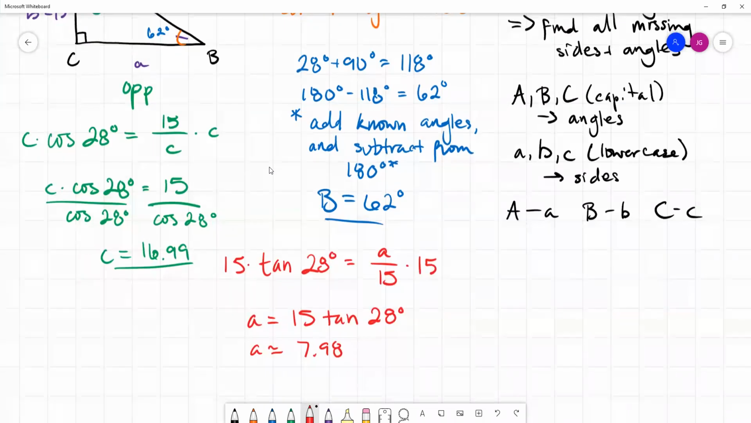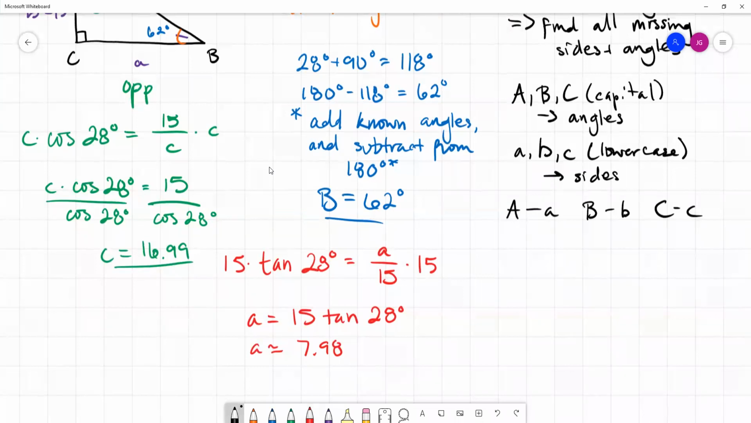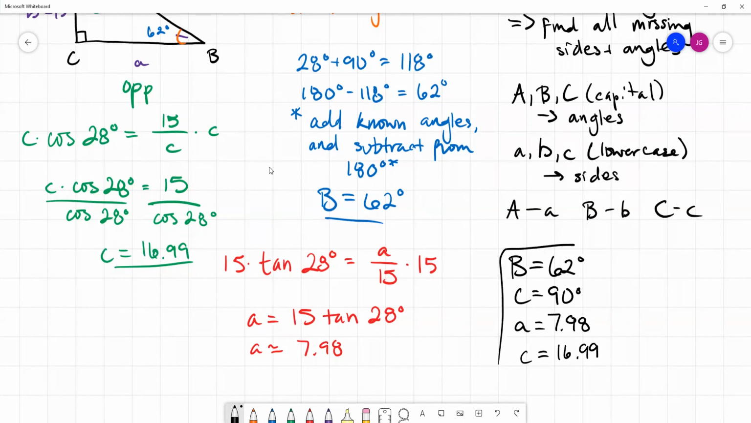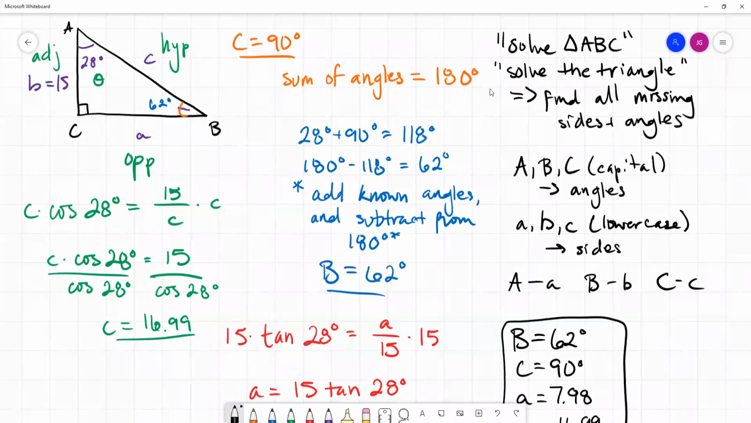Whenever we solve a triangle like this, I want you to organize all your answers at the end. So once you find all your missing sides and angles, I want you to put them all together in the same area. So what did I find? We found that B was 62 degrees, C was 90 degrees. We found that A was 7.98, and that C was 16.99. It doesn't matter what order you put them. I just did them in this order. It doesn't matter if you do angles and then sides, or sides and angles are mixed, as long as you put all the answers you found in one location after you did all your work to find them.